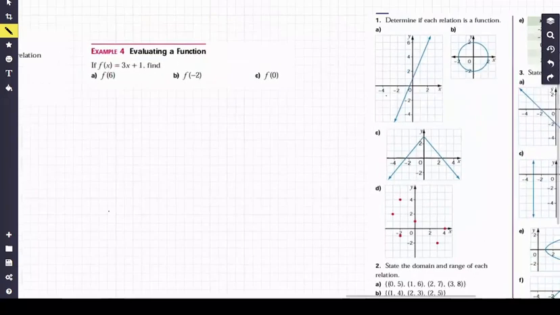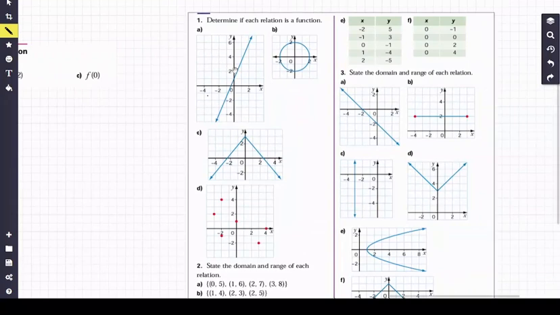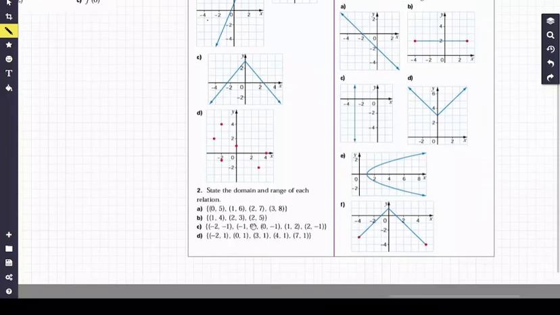And we're going to go through the homework really fast because this is really easy. Okay, so this is a function because every x value has one y value. This is a circle, and we know it's not a function. This is a function. This is not a function because at -2, there's two y values. And the domain of this is 0, 1, 2, 3. The range is 5, 6, 7, 8. The domain is 1, 2, 2. The range is 4, 3, 5. The domain is -2, -1, 0, 1, 2. The domain is -2, 0, 3, 4, 7.